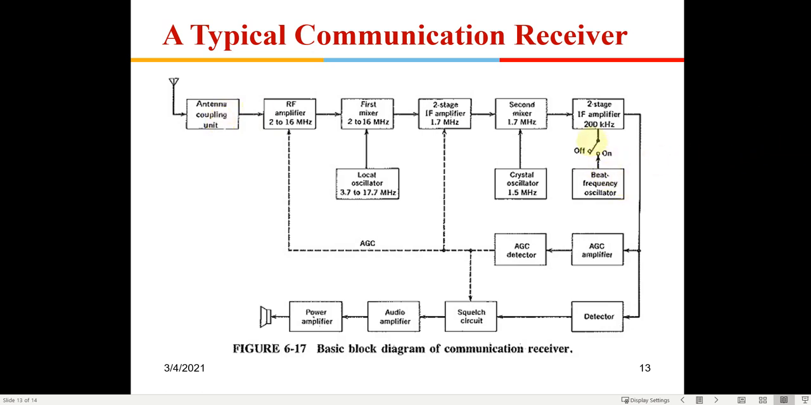So in the beat frequency oscillator we superimpose an audio signal, so that at the output you hear it. Whenever somebody is transmitting, you will hear an audio signal here. Actually he is not transmitting an audio signal, he is just transmitting the carrier, but the superimposed signal will give you an output audio signal. So this is how a typical communication receiver used to be.